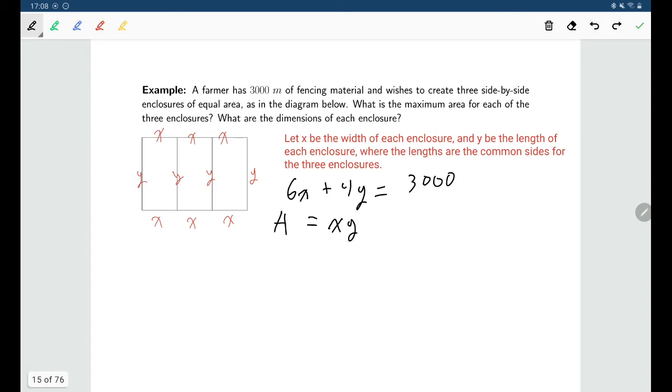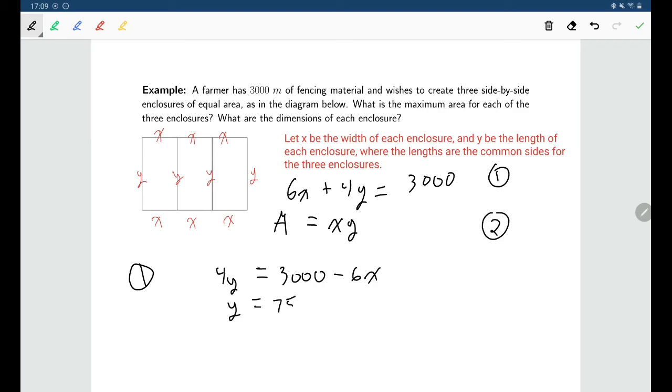Now, I've got that my area is x times y, and that's something involving two variables, not one. I'd like this to be an equation involving only one variable. So I'm going to take this first equation and rewrite it. I'm going to solve for one of my variables, and it doesn't really matter which one. You could solve for y or solve for x. I'm going to solve for y here. Divide everybody by 4. 6 divided by 4 is 6/4, the same thing as 3/2.